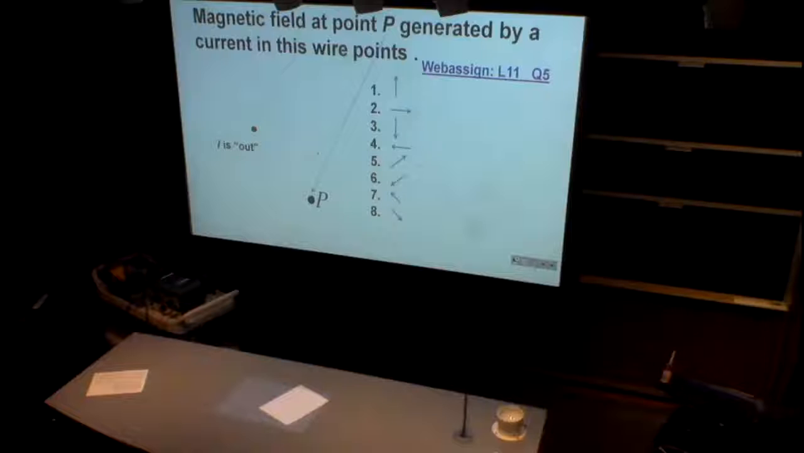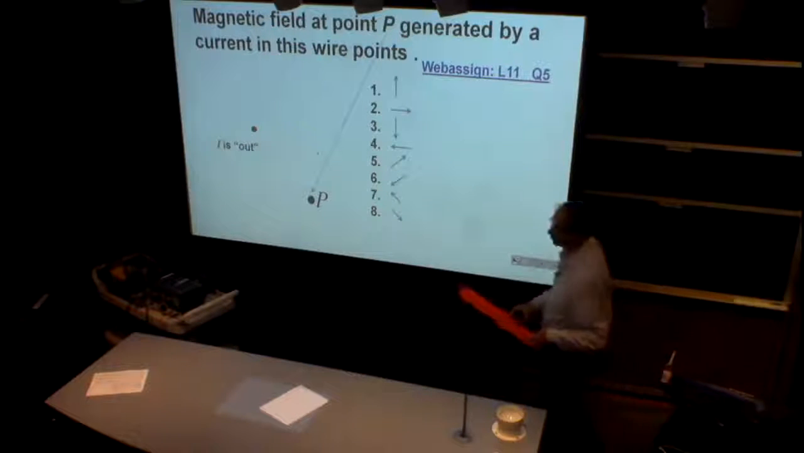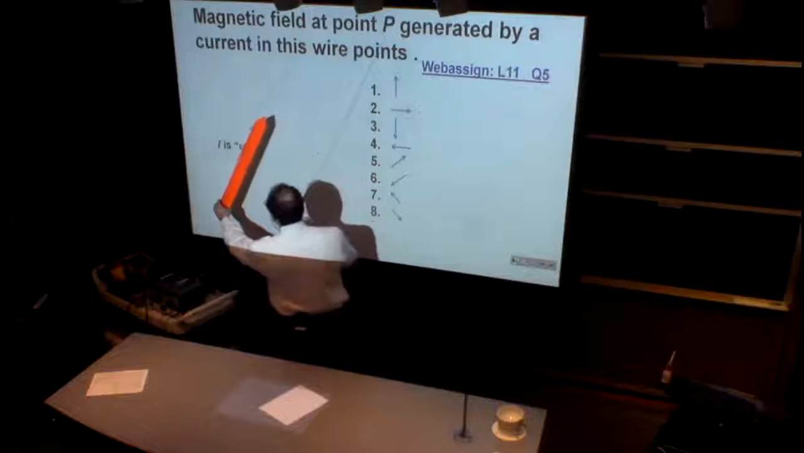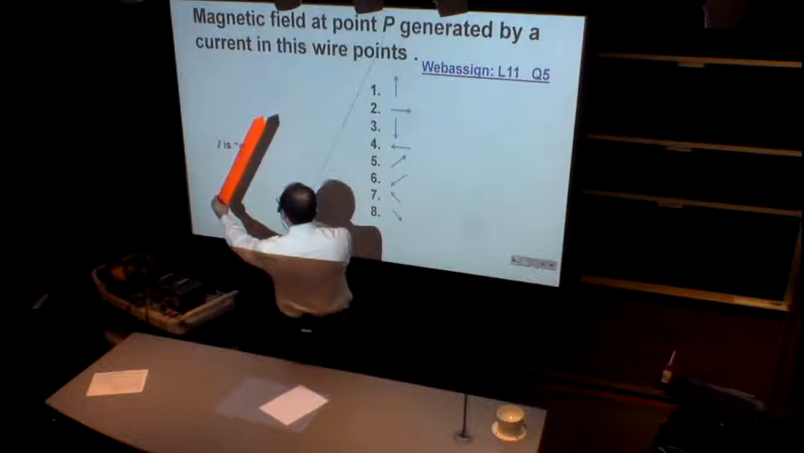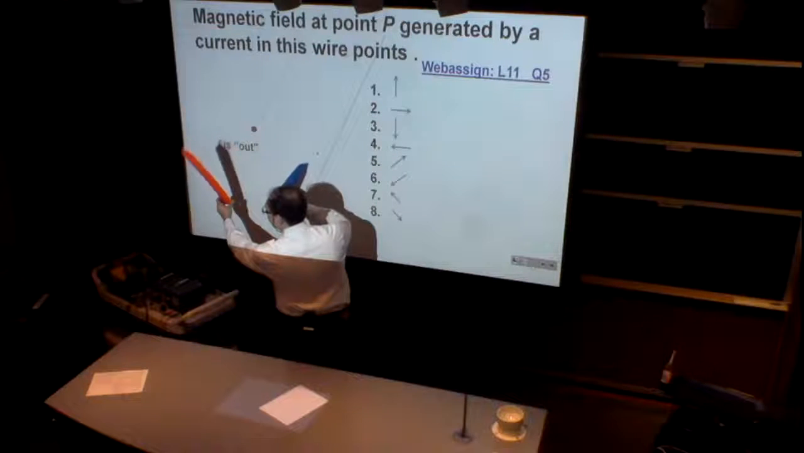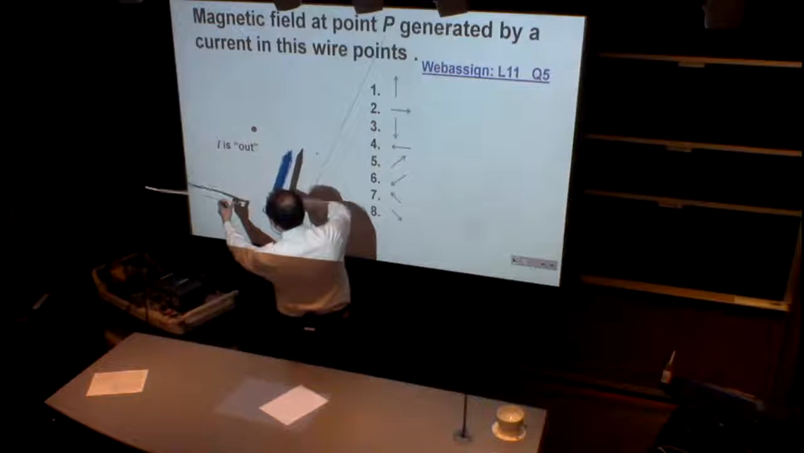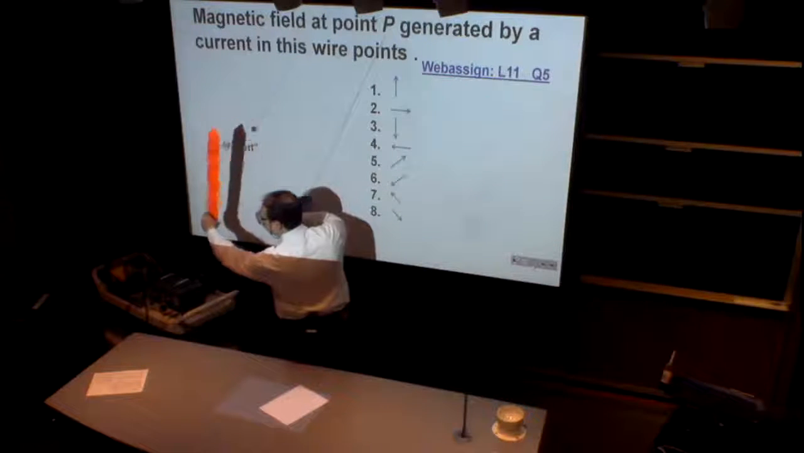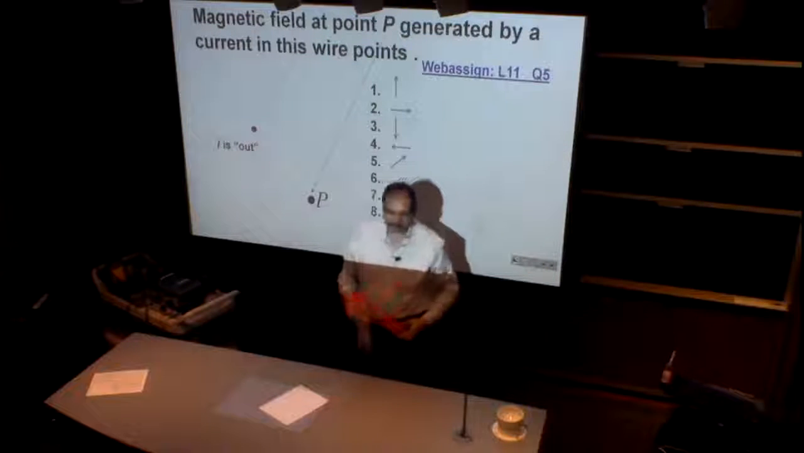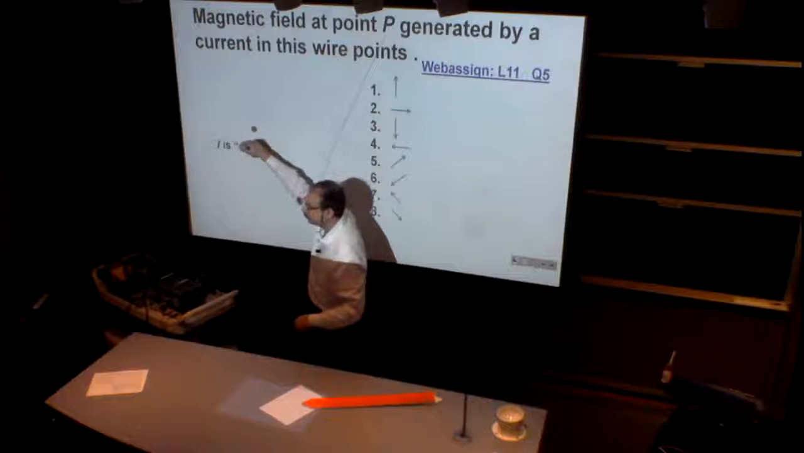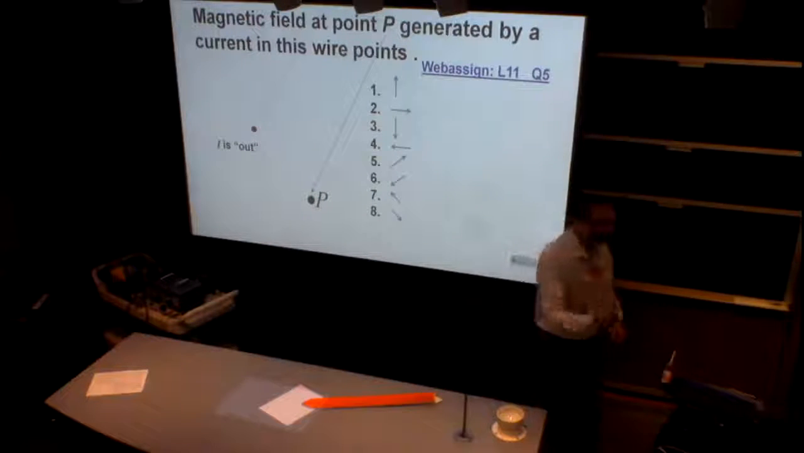It might be helpful sometimes using actual arrows. So in the previous example, that's what was happening. Current, magnetic field. And what are we doing now? We're turning the wire, but the magnetic field has to be consistent with the direction of the current. So they're fixed together.